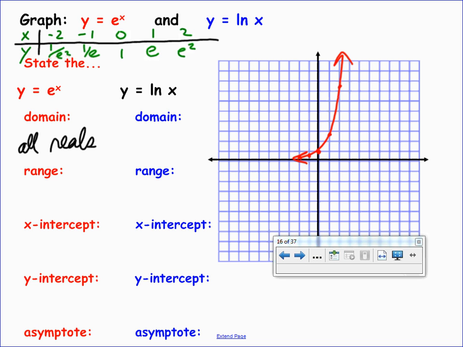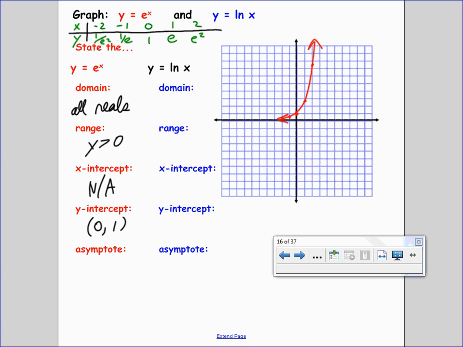What's the range? Only positive outputs, and so y is strictly greater than 0. What's the x-intercept? NA. Not applicable. There isn't one. What's the y-intercept? It's the point 0, 1. And again, we've got a horizontal asymptote. That invisible dashed line y equals 0, that the function values approach as you look to the far left end of the graph. Its equation is a y equals equation.